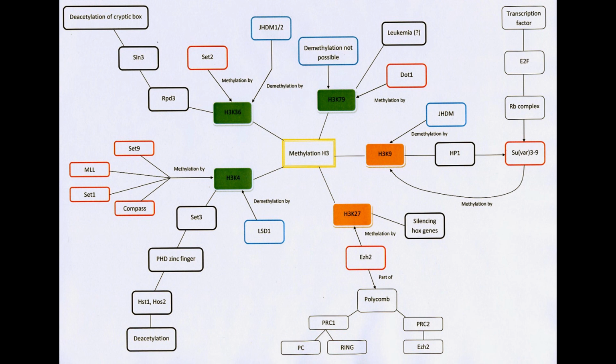Take H3K4. There are 4 things that can methylate H3K4. But this is just methylation. H3K4 can also be acetylated. The same is true for H3K9. There are so many forms, and everything interacts with each other. So don't forget about the epigenetics, because it's more important than you think.